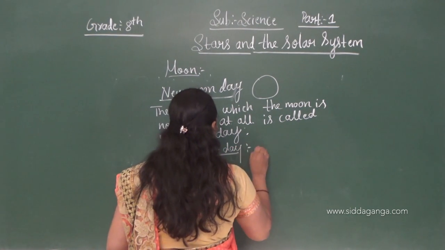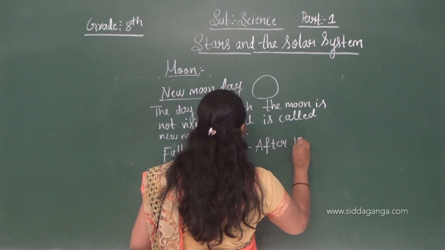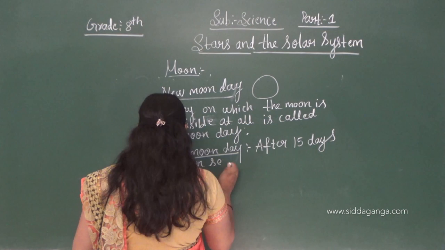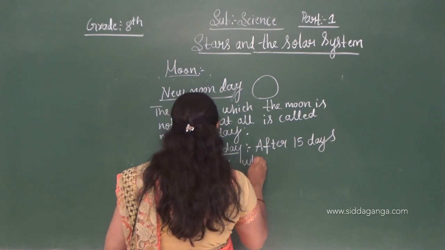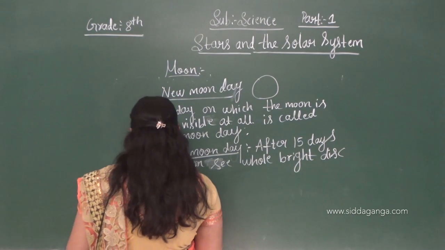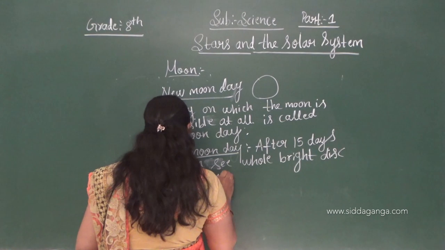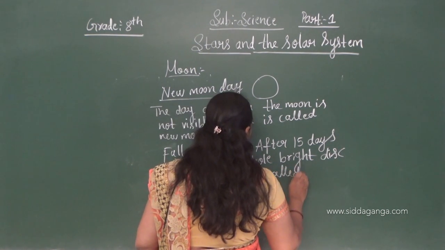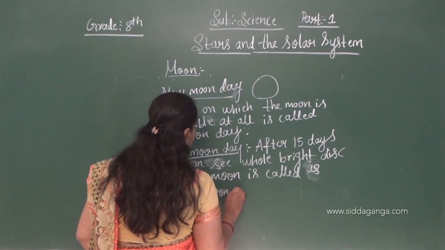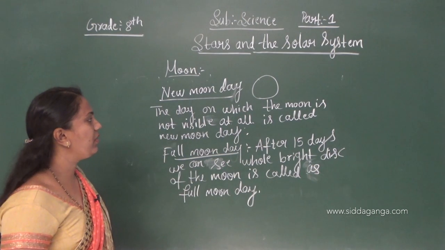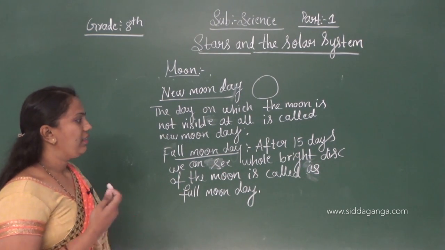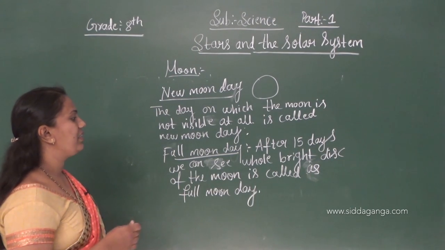After 15 days, we can see the whole bright disk of the moon, which is called full moon day. Okay, so this is about the new moon day and full moon day. The day on which the moon is not visible at all is called new moon day. After 15 days we can see the whole bright disk of the moon, called full moon day.